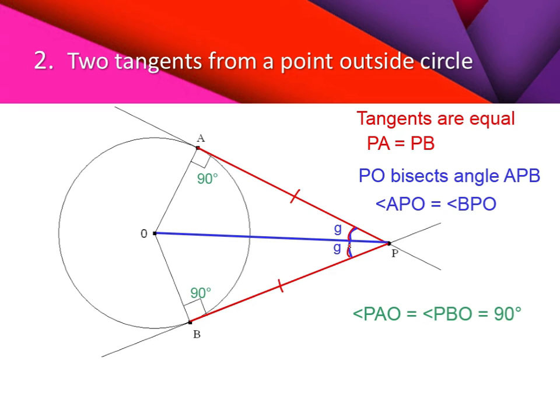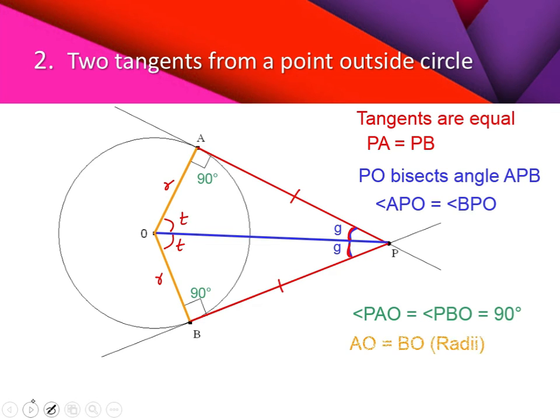Then we learned in the last property that when we draw a tangent on the circle, it will make 90 degrees with the radius of the circle. So OA and OB are the radius of the circle, so it will make a 90-degree angle with the radius. So these two angles are 90 degrees. When we draw this blue line, it will bisect this angle into two equal parts, angle G and angle G. And similarly, these two angles are also equal. So through this line, we will bisect this angle at the center also.